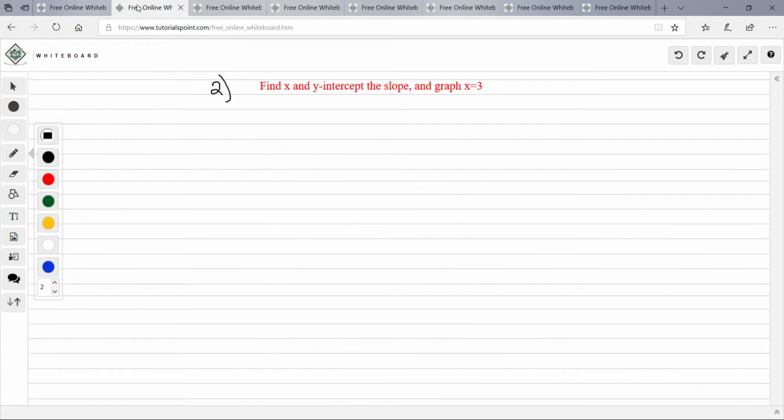Okay, so number 2 says find x and y-intercept and graph x equals 3. So we've got to find x and y-intercept. So I'm looking at it, and it does not have... Let me just graph it.